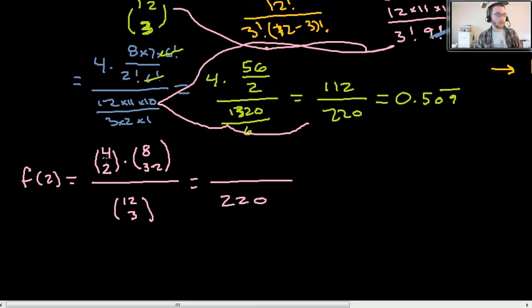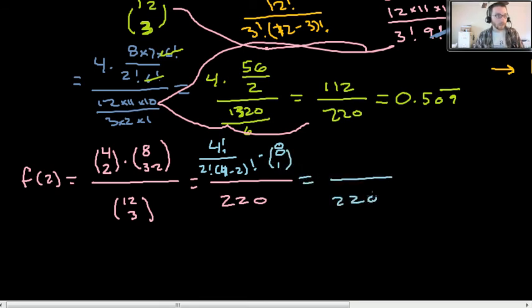So that's the denominator. 4 choose 2 is going to be, switching colors, 4 factorial divided by 2 factorial times 4 minus 2, the quantity factorial, that's a 4. Times 8 choose 1. And we learned a shortcut about that just a minute ago. 220 is again the denominator.